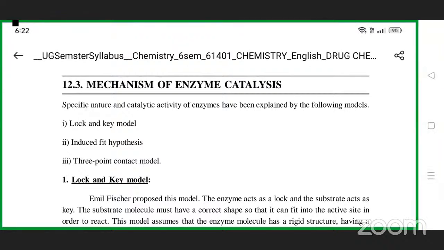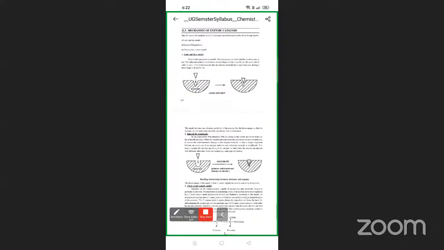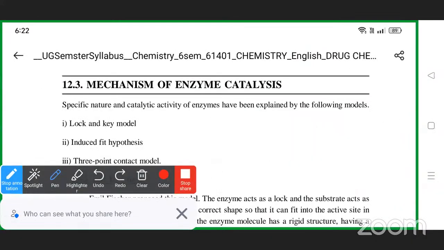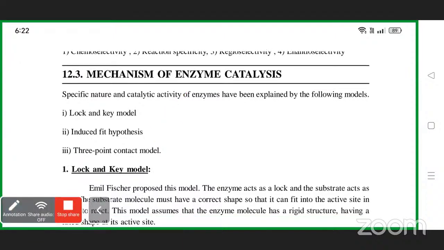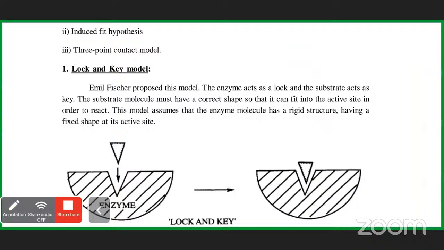You can see the lock and key model here, the induced fit hypothesis, and the three-point contact model. These are the various types of mechanisms which can explain enzyme catalysis. First, we'll see this lock and key model.